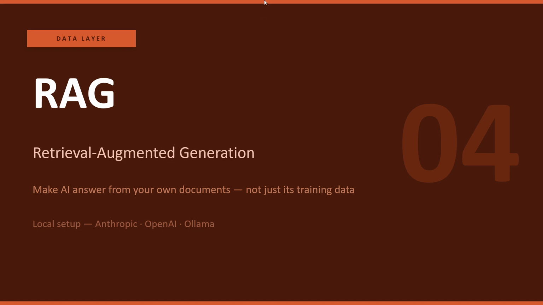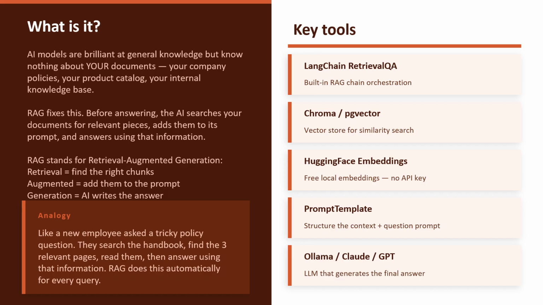RAG stands for Retrieval-Augmented Generation. This is one of the most widely used AI patterns in production today. By the end of this video, you will have a working system that answers questions from your own documents using a language model running locally on your machine. Let's see. What is it?